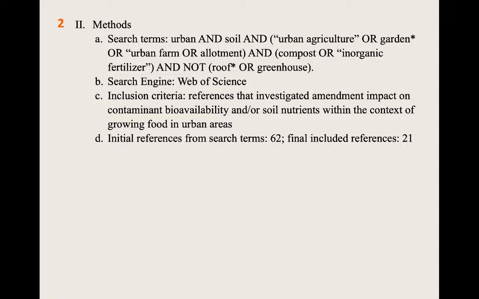You're all learning that you're going to have to scan those references in some way in order to get to the cohesive group of references that you'll actually review for your writing project. And then you'll have to update with the initial references from your search terms as well as the final number of included references.